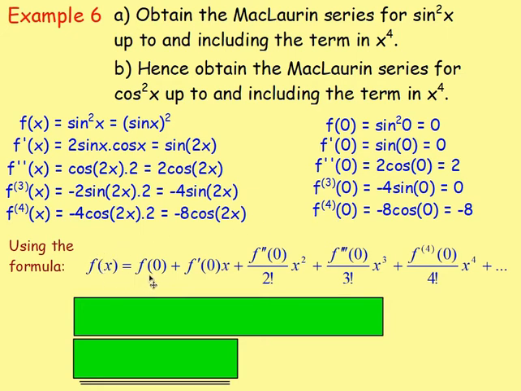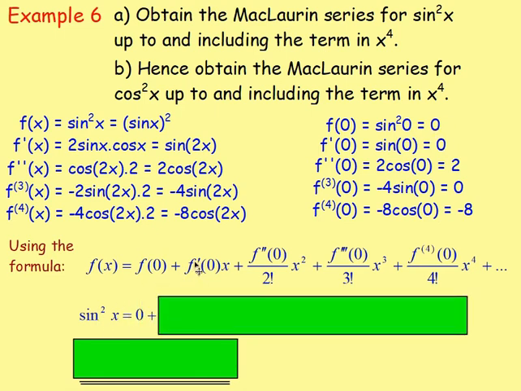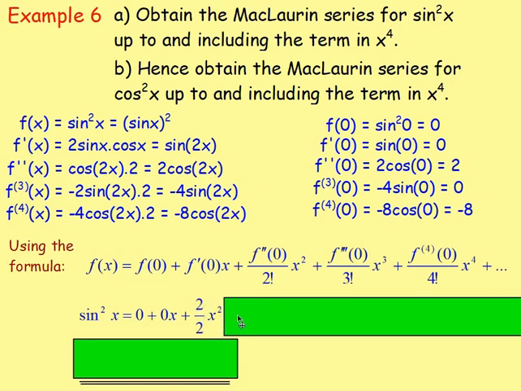So your function is going to be f of 0 plus f dash 0 times x, and so on. So our function was sine squared x, that's what we started with. F of 0 is 0, so we are starting off with 0, plus f dash 0 times x is going to be 0 times x. F double dash 0 over 2 factorial times x squared will be 2 over 2 factorial, which is 2 times 1. So that's just 2 over 2 x squared.